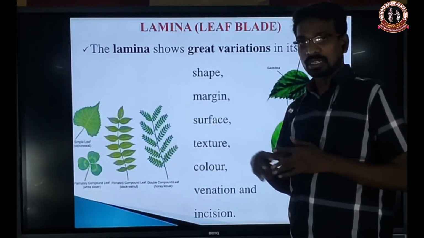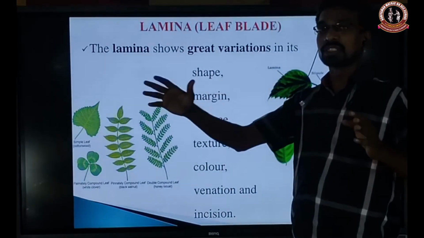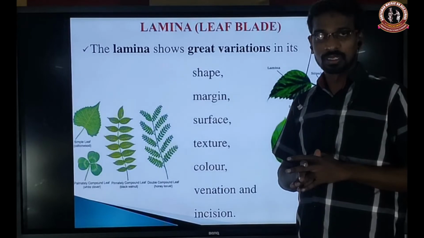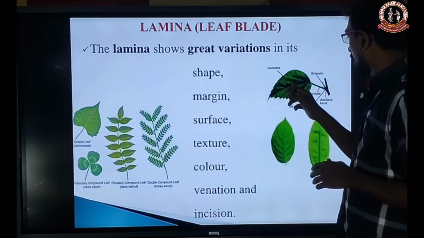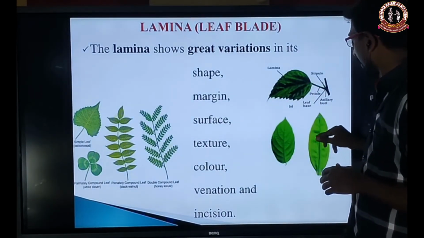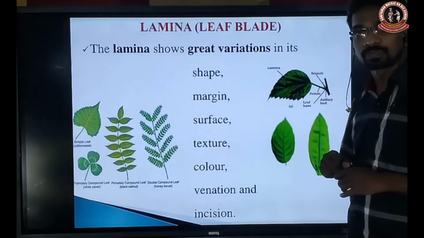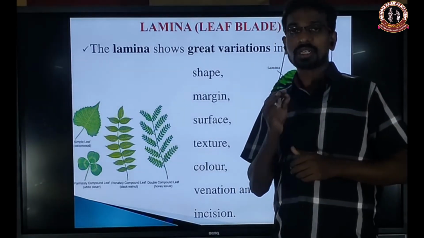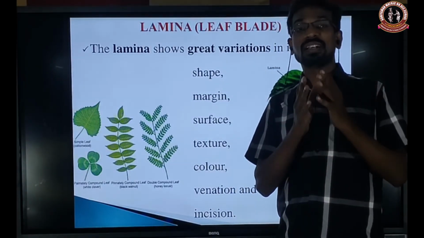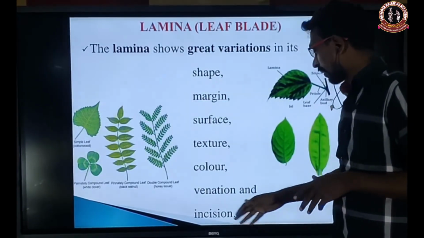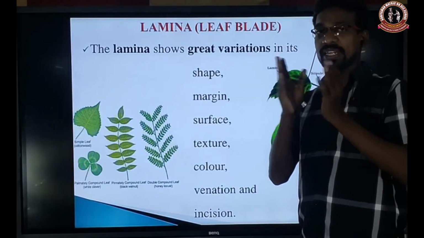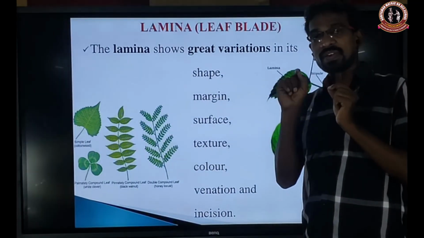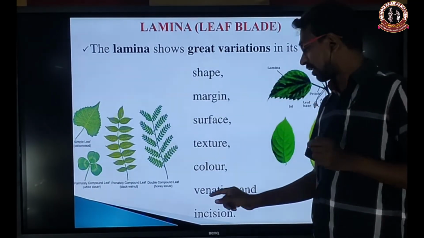Venation is an important characteristic feature for the classification of the leaf: parallel and reticulate venation. Here it is reticulate venation, and that is parallel venation. Parallel venation is characteristic of monocots, and reticulate venation is characteristic of dicots. And incision is how the leaf is divided, whether the leaf is entire or divided into many leaflets.